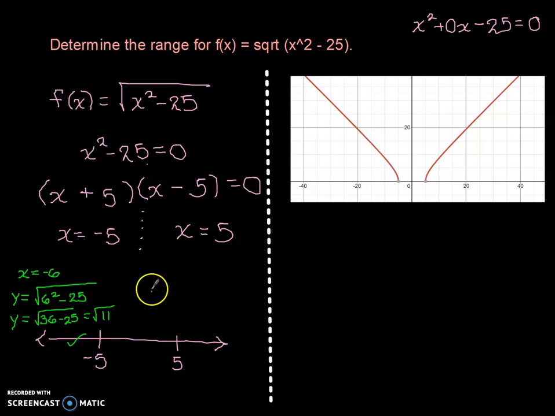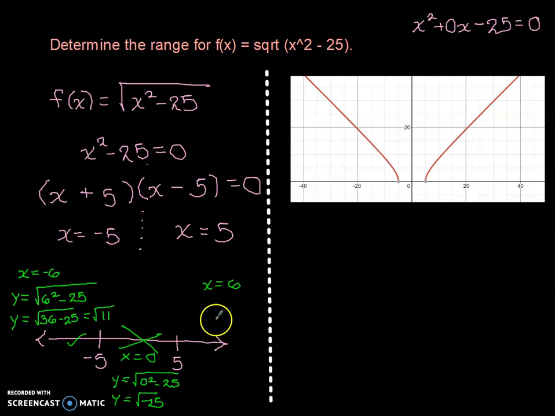If I use 0, between -5 and 5, I use the value 0. If I replace the x with 0, I have y equals the square root of 0 squared minus 25. 0 minus 25 is -25, so we can't take the square root of a negative, so this interval between -5 and 5 does not work. If I use to the right of 5, x equals 6, essentially that would give me the same values because 6 squared minus 25, I'm back to what I have here. So y would equal the square root of 11. So I know that this works.